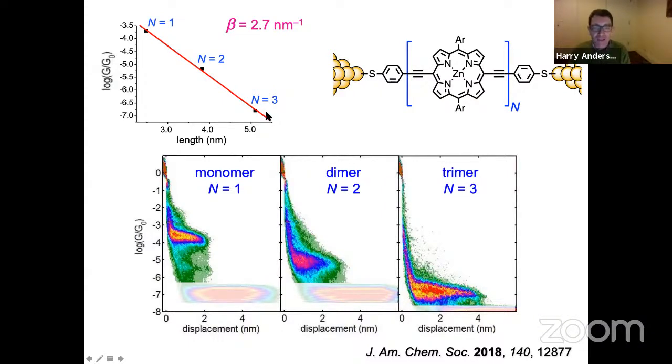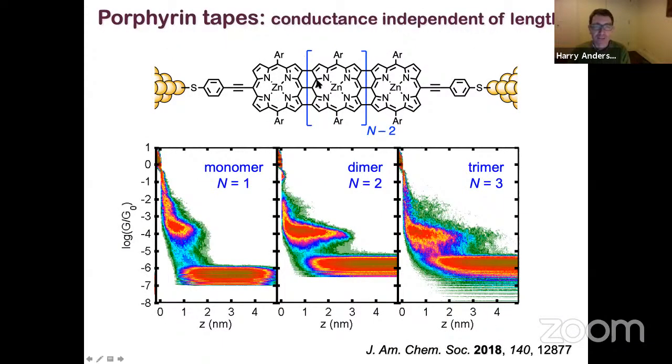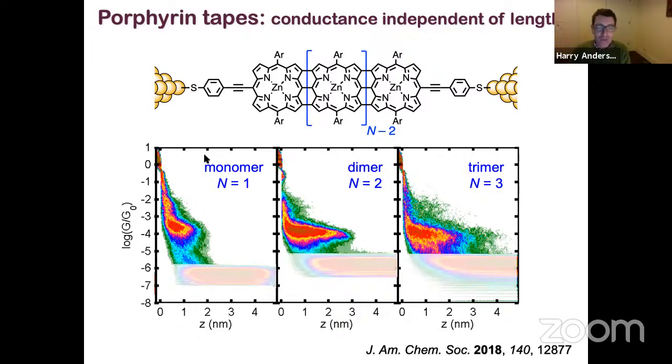But if we test a different sort of molecule where we now have edge-fused porphyrins, now looking at the histograms and again hiding the noise, we can see that now the conductance of these molecules is essentially the same for the monomer, the dimer, and the trimer. All have essentially the same plateau conductance levels, and now the conductance hardly falls off with length, which is what you want if you want to mediate charge transport over long distances. So these are molecular wires, which are the simplest electronic components.